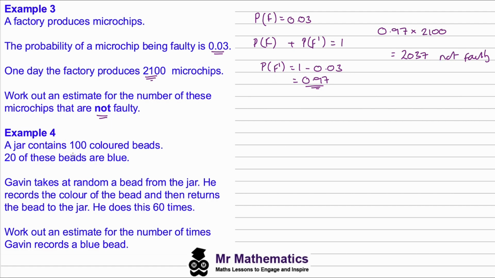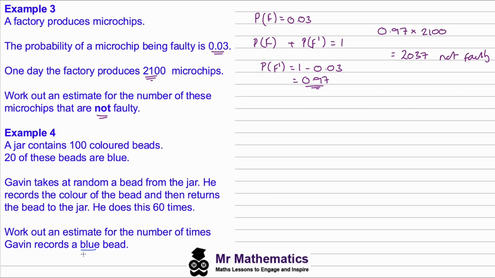For example 4, we're told that a jar contains 100 coloured beads. 20 of these beads are blue. Gavin takes at random a bead from a jar. He records the colour of the bead and then returns the bead to the jar. He does this 60 times. Work out an estimate for the number of times Gavin records a blue bead. So again, do you want to try this question yourself?